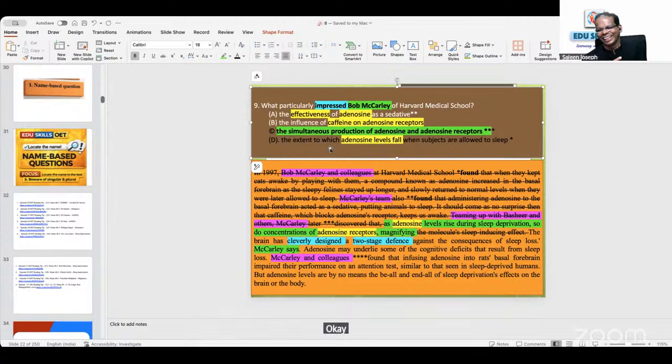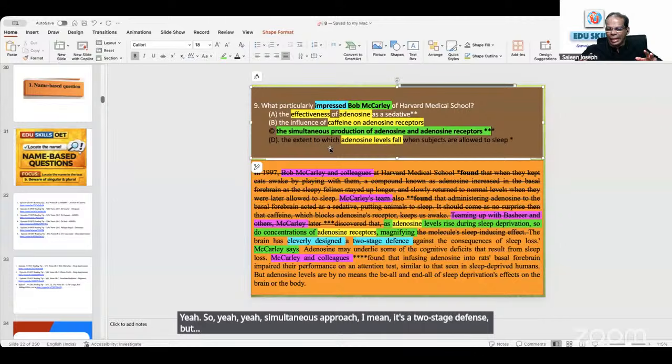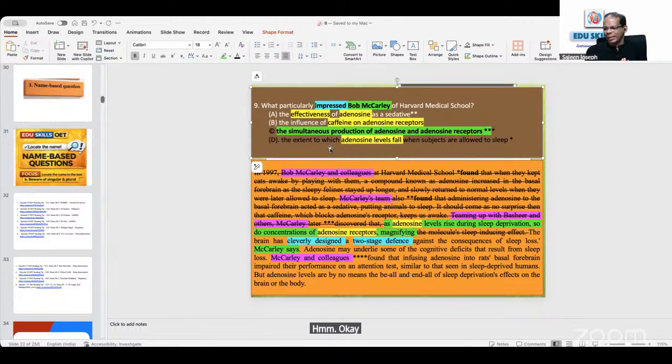Father, here the simultaneous production means two-stage defense, right? Yeah, the simultaneous production means both together. Both together, two-stage defense they have given. Simultaneous production means a two-stage defense, but as a result of this simultaneous production, since both are produced simultaneously, two-stage defense is there. Okay?